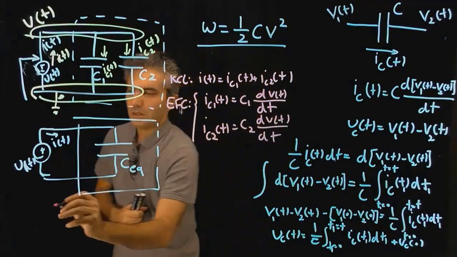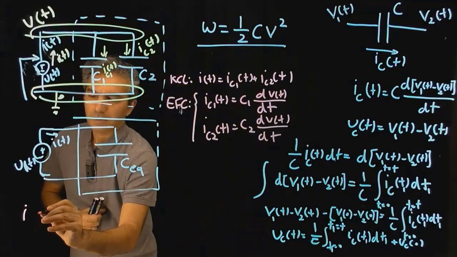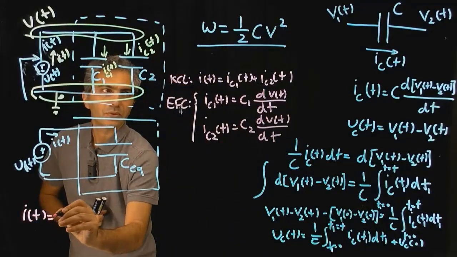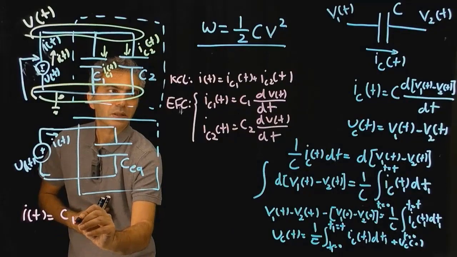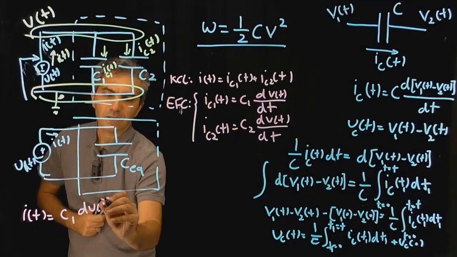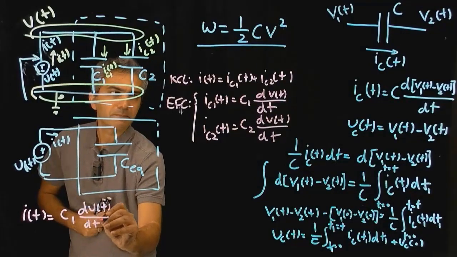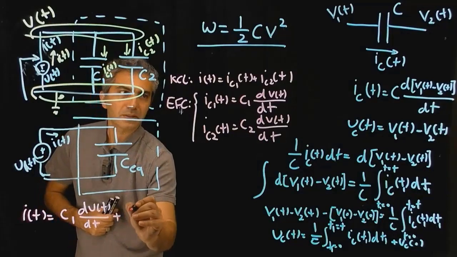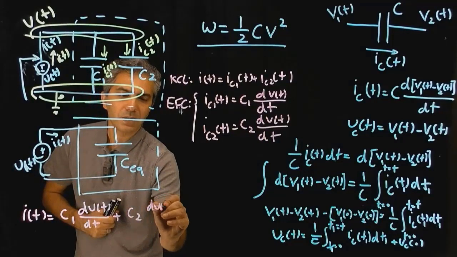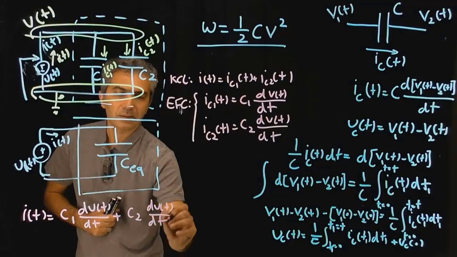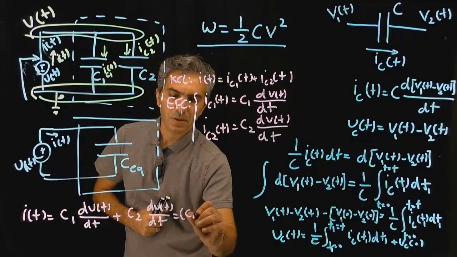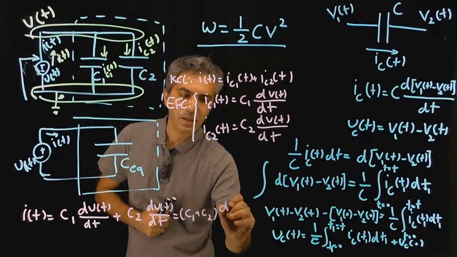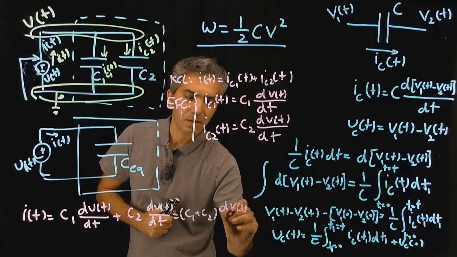So, It is equal to C1 dV(t)/dt plus C2 dV(t)/dt, which means it's equal to (C1 plus C2) dV(t)/dt.